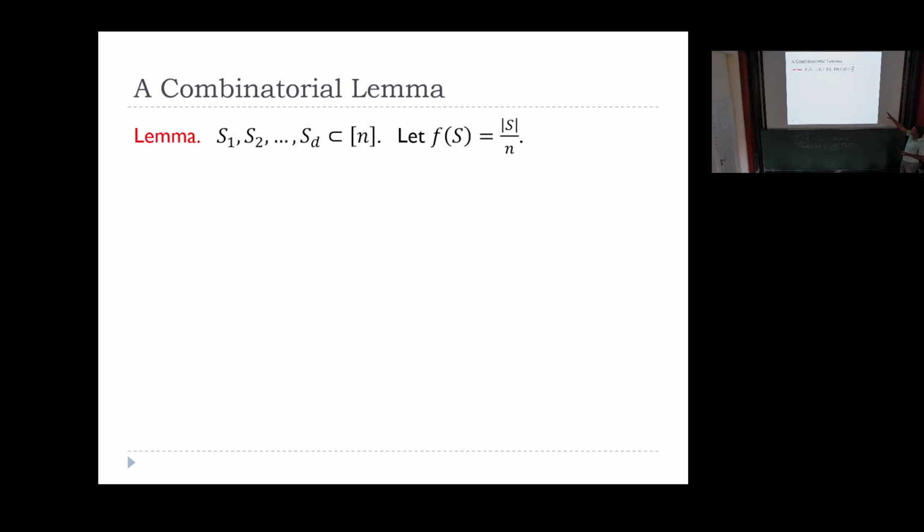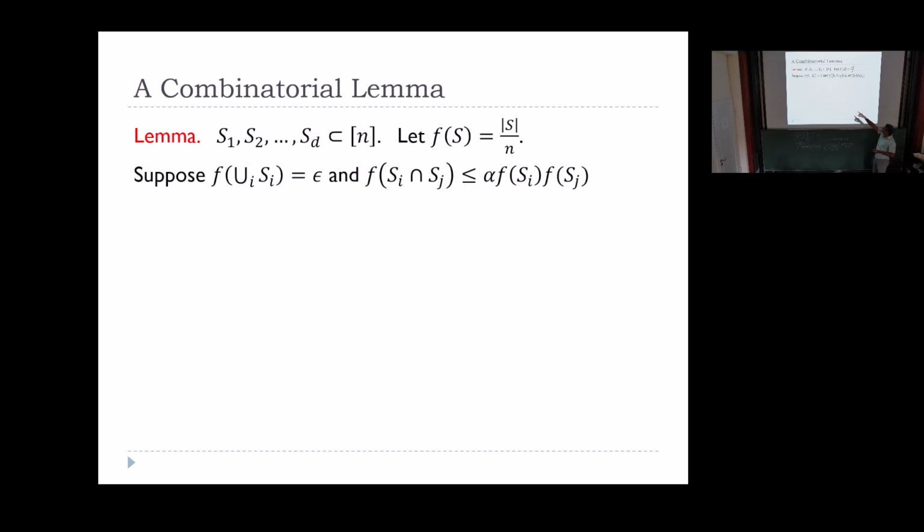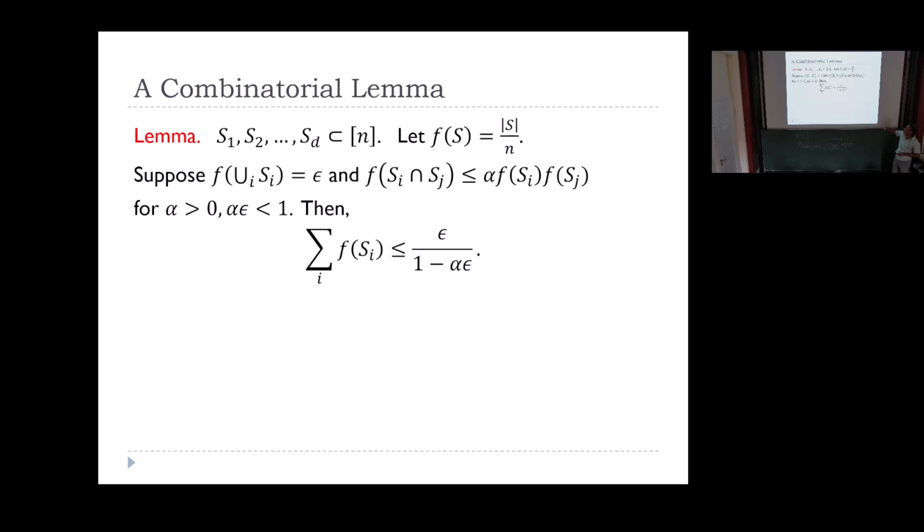I have subsets of 1 through n. Let me denote by f(S) the fractional size of each subset. Suppose I tell you that the union takes up only an epsilon fraction, and that the intersection is at most alpha times the product of the fractions. Alpha is some number between 0 and 1. But then I claim that the sum of these fractions is only a little bit more than epsilon.